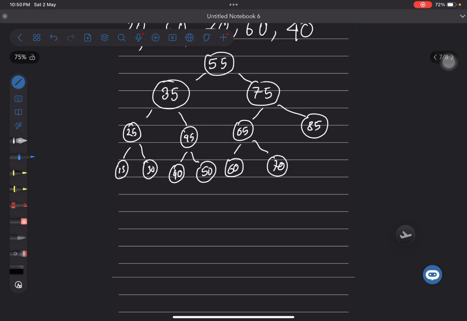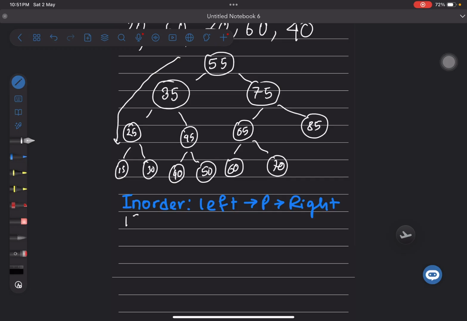Next up, we have Inorder. Now remember, Inorder is left, and then we go to the parent, and then we go to the right side. So what is the absolute left that we can go? That is 15. And then we go to the parent of 15, which is 25. And then we go to the right of the parent, which is 30.